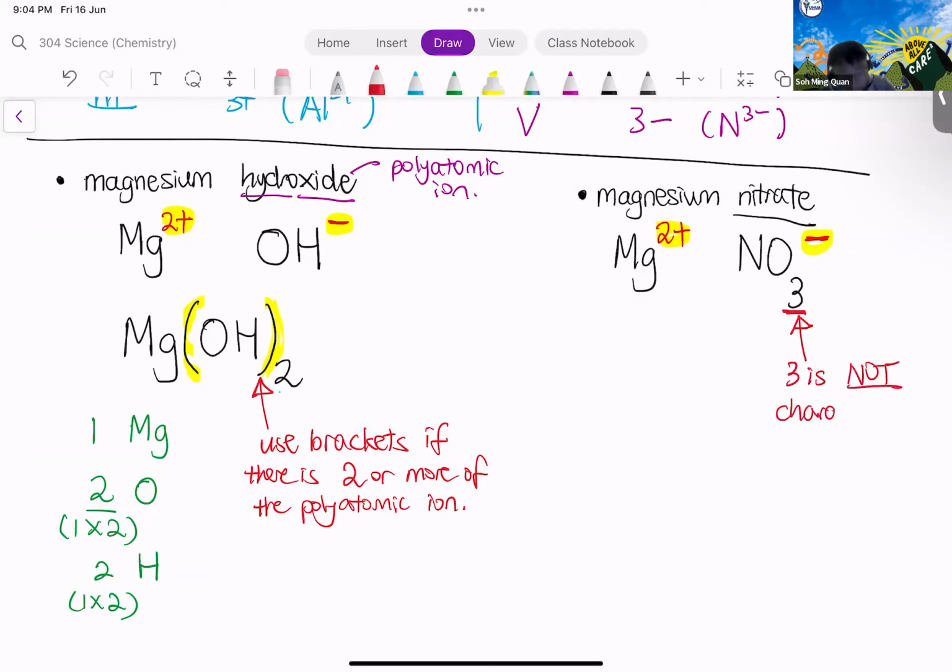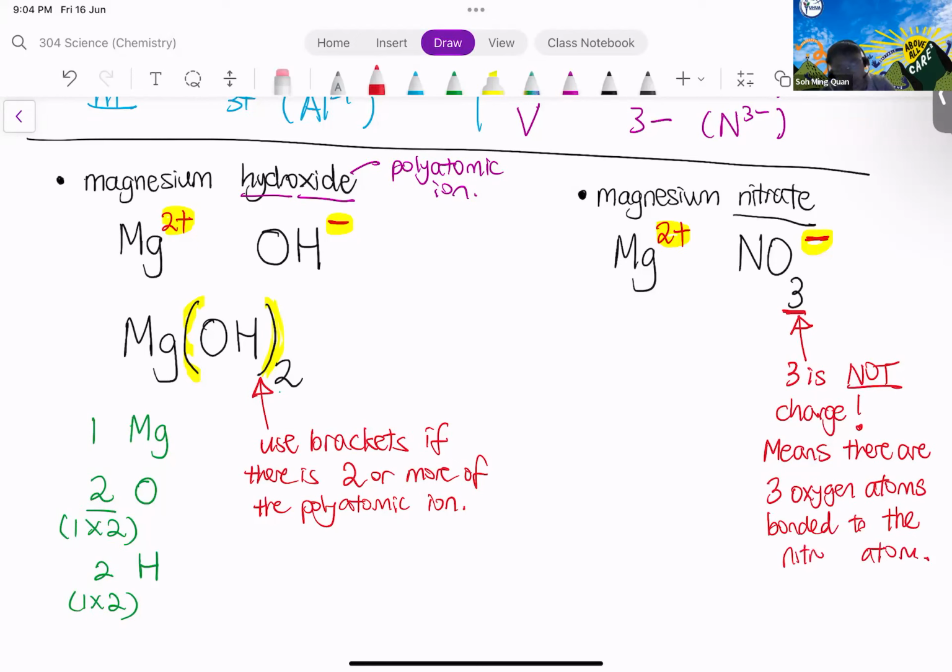How do you know it's not the charge? Because the 3 is written at the bottom. Whenever you put numbers at the bottom, the numbers at the bottom mean there are how many atoms? In this case, there are 3 oxygen atoms bonded to the nitrogen atom. Okay, so it's not the charge. The 3 at the bottom means there are 3 oxygen atoms bonded to the nitrogen atom.